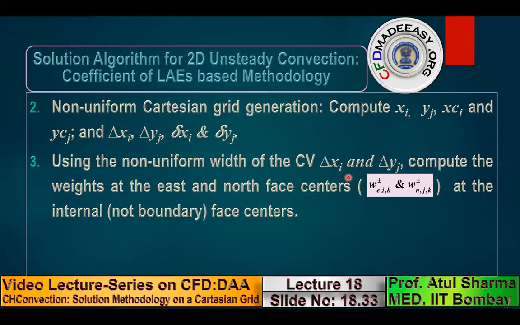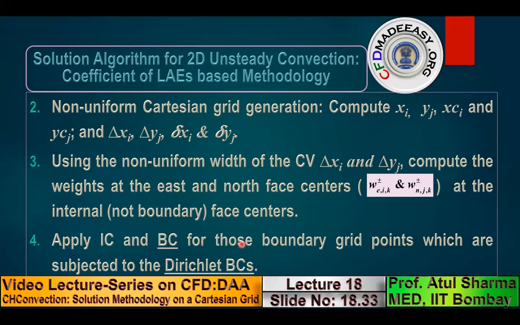Using the non-uniform width of the control volume, you compute the weights which are presented in table 6.2 earlier. You compute them at the east and north faces, but note that you don't use these weights for the boundary face center, because you use the temperature from the boundary condition. You don't need weights. You directly use the expression for enthalpy flux as a product of density, specific heat, and temperature at the boundary to calculate the heat fluxes at the boundary.